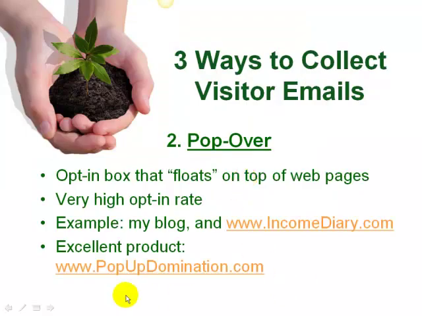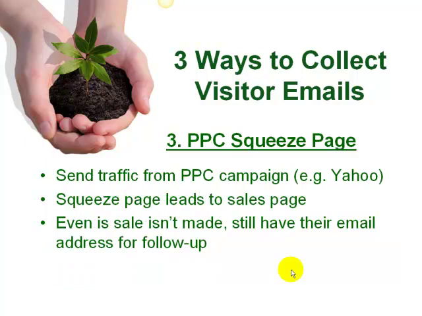If you want to get that opt-in box, the popover type, you can go to popupdomination.com. It's actually the guy who runs the Income Diary blog. He's come up with this product. It's an excellent product, and it works really well. You don't have to have any technical knowledge, no HTML knowledge. You just plug it into your WordPress website. It's a WordPress plugin, and it works really well. So that's the popover. The third way to collect visitor emails is via PPC squeeze page or pay-per-click squeeze page.